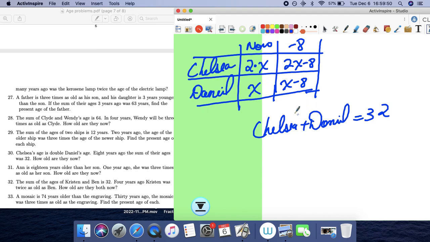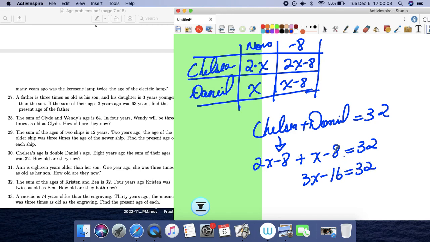So we can replace. 8 years ago, Chelsea was 2X minus 8. 8 years ago, Daniel was X minus 8. We can combine like terms. 2X plus 1X is 3X. Negative 8 and negative 8 is negative 16. And then equals 32. Two-step equation. I will do a little story here. I have a variable, a number that I don't know, that's being multiplied by 3. Subtract 16, and it's going to give me 32. What did I start with?